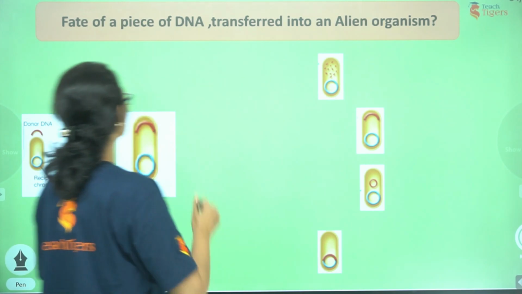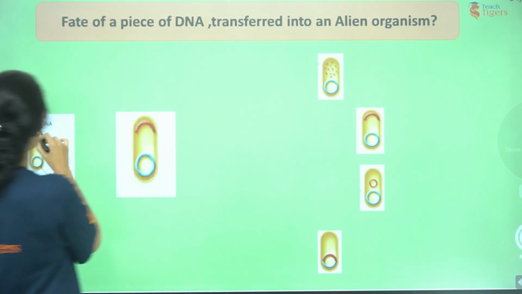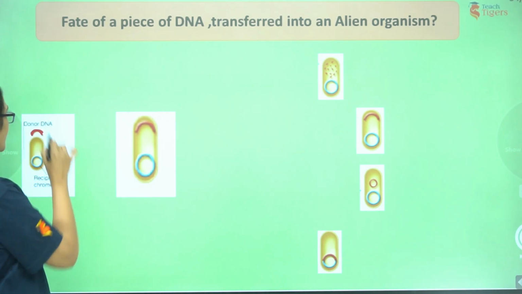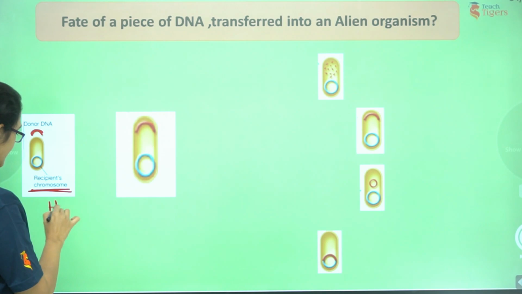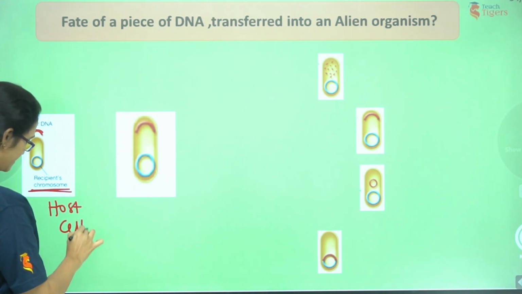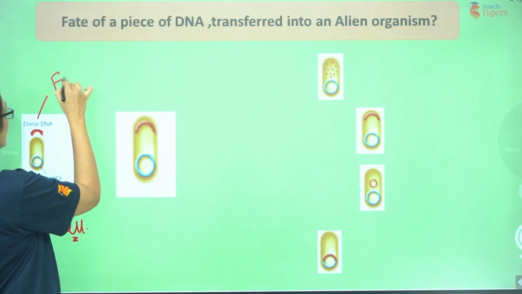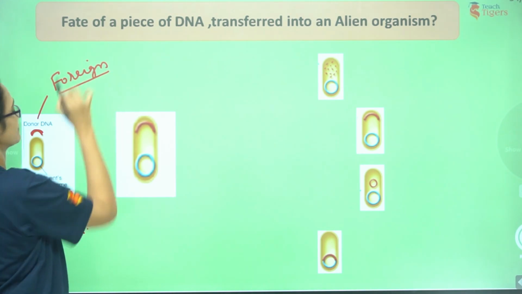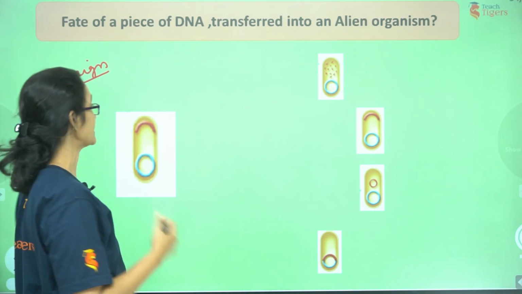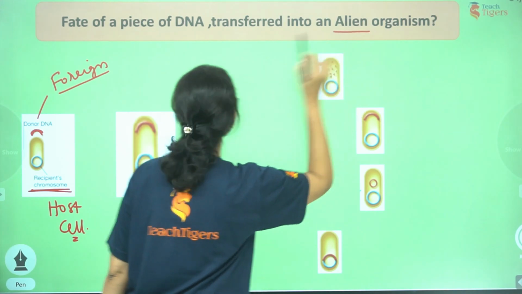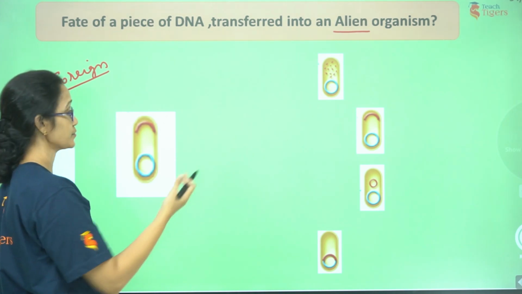Now, if we get into the details of an alien piece of DNA, if you can see here, this is the donor DNA, and the donor DNA is trying to enter into the recipient cell. So here the recipient cell can be called a host cell. A foreign piece of DNA, non-self DNA, is otherwise called alien DNA. When an alien piece of DNA enters into the host cell, what is going to happen to that? That is what we are going to see now.